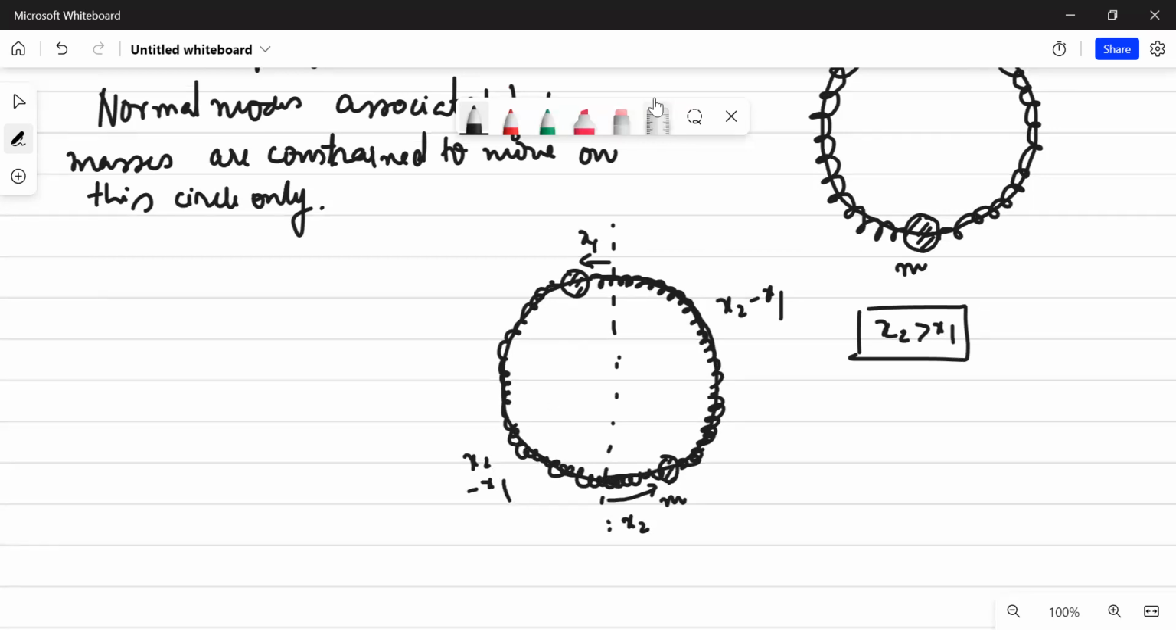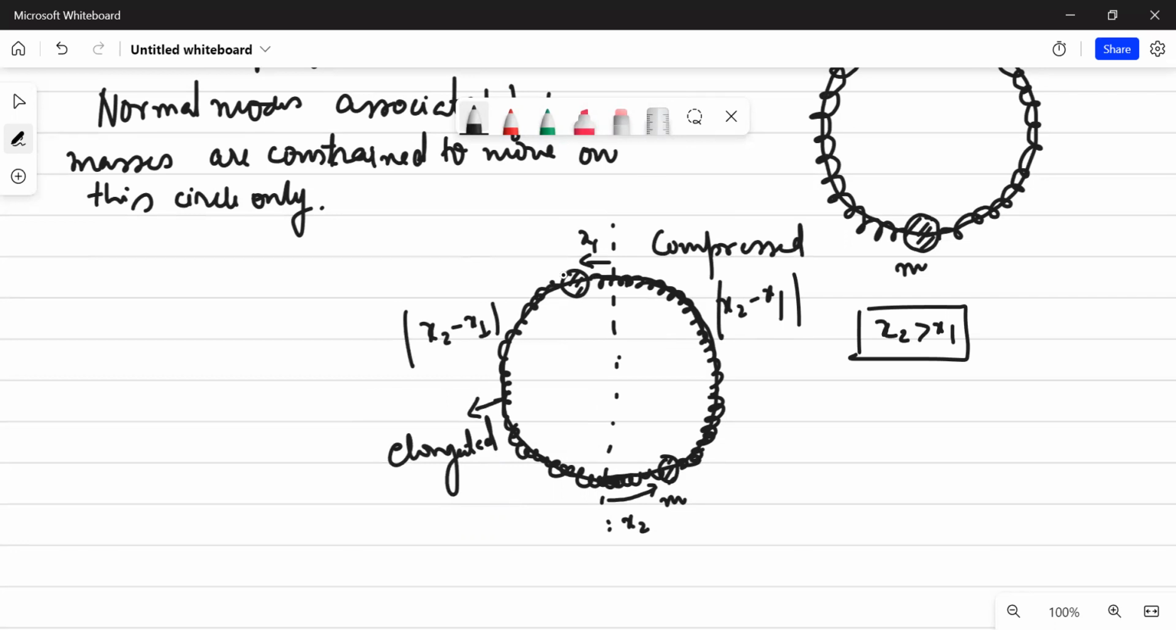This spring, let me write it properly. This spring that I'm talking about, what should I say? I'm saying x2 minus x1, I'll take a mod. Right now, I know that x2 is greater than x1. So this particular portion will get compressed, and this particular portion will get elongated. Is that clear?